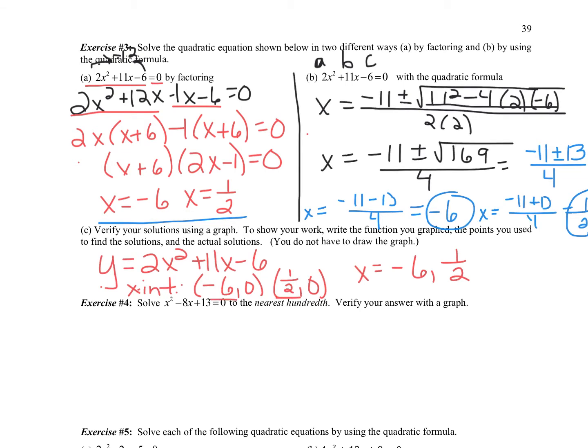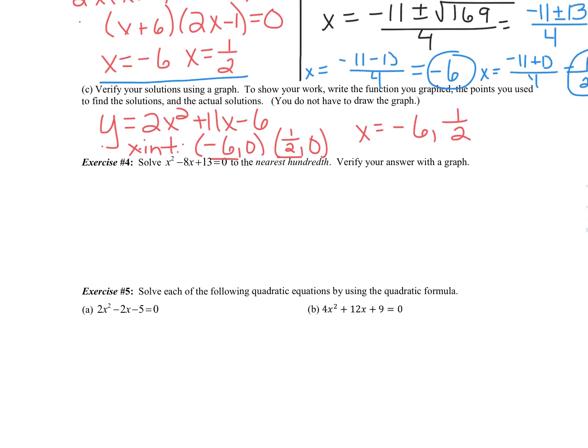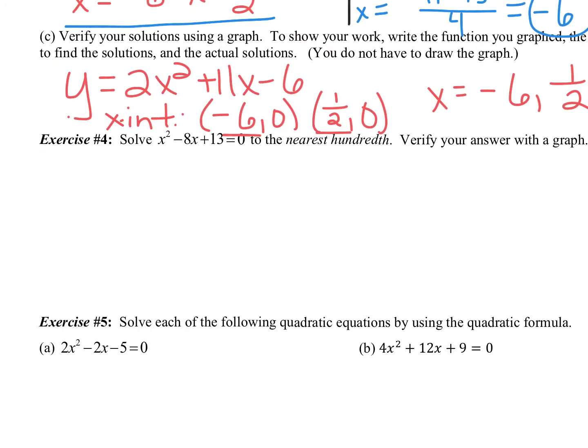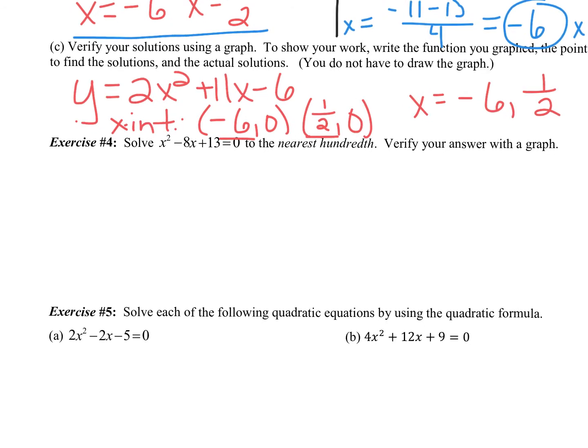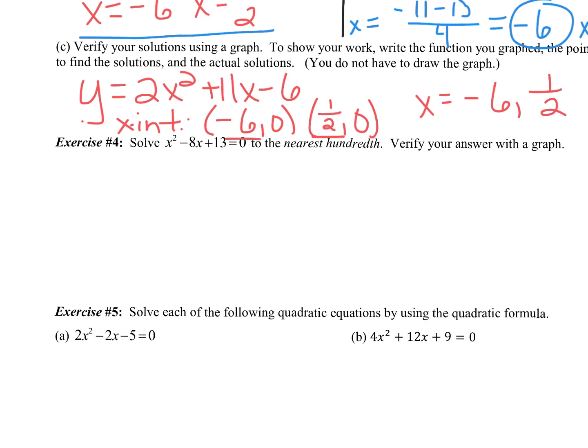Looking at the next one, sometimes we have to use the quadratic formula and we want rounded answers. So these are actually the easiest ones. That rounding tells me that I'm probably not going to be able to factor. A quick check looking for numbers that multiply to 13 and add up to negative 8 shows also that I'm not going to be able to factor.